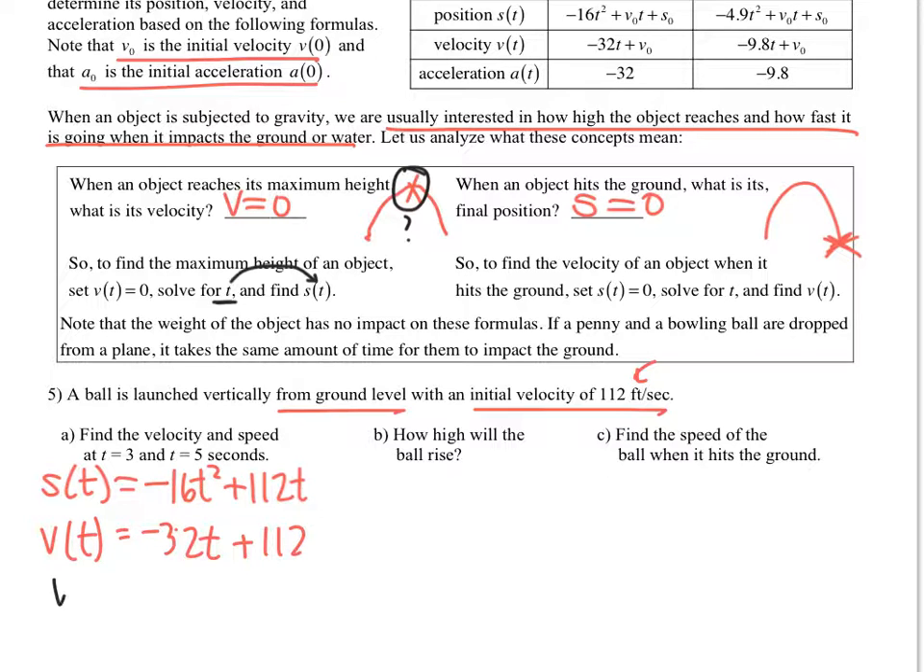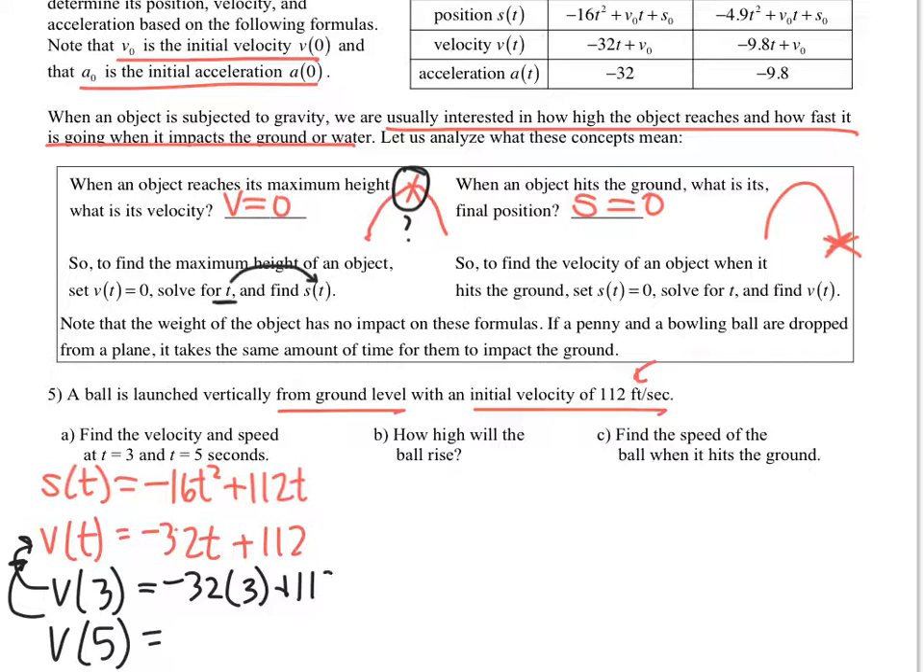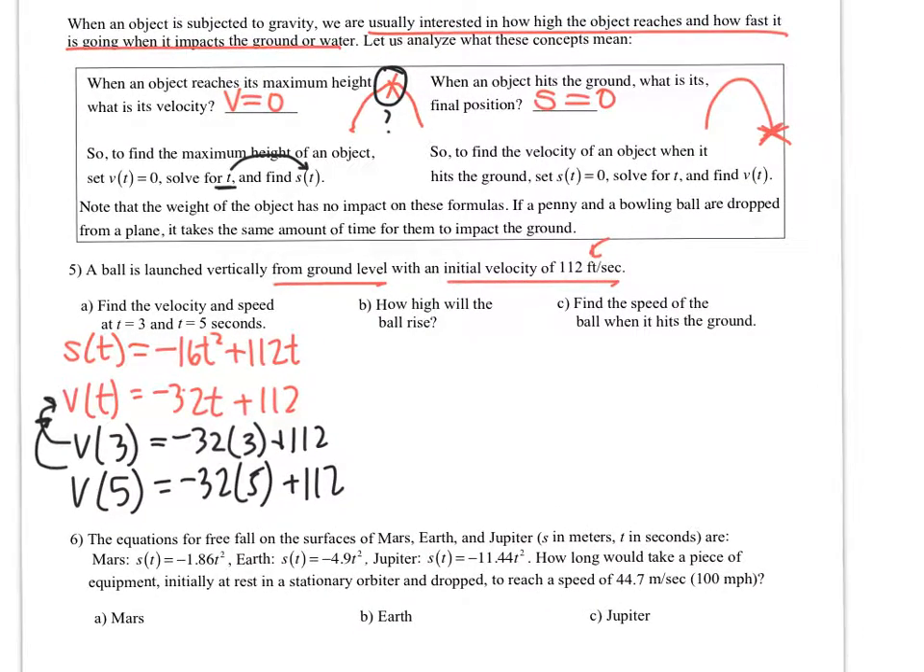So we're going to do v of 3 to find the velocity at t equals 3, and v of 5 to find the velocity at t equals 5. We'll plug those into the velocity function: negative 32 times 3 plus 112, and negative 32 times 5 plus 112. According to the answers here, in one case you've got 16 feet per second for the velocity, so the speed is also 16 feet per second. Velocity here we have negative 48 feet per second.